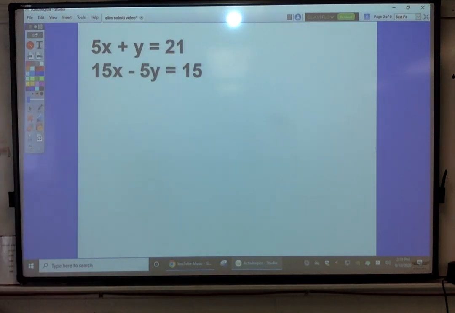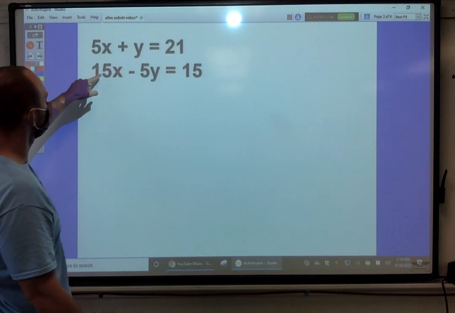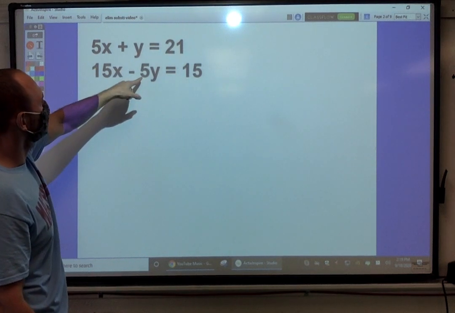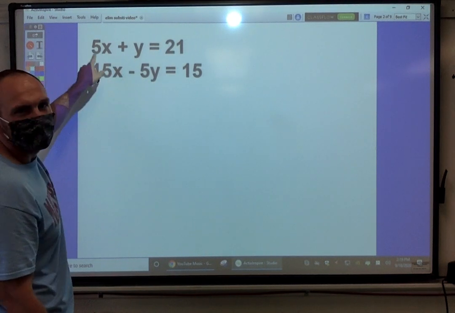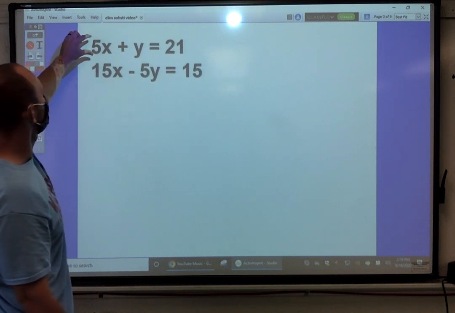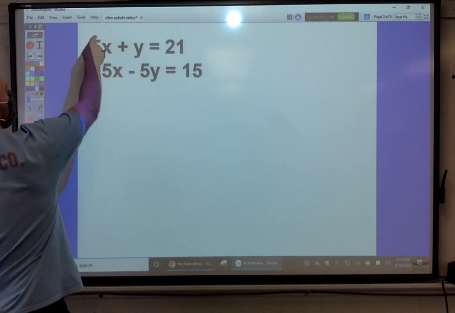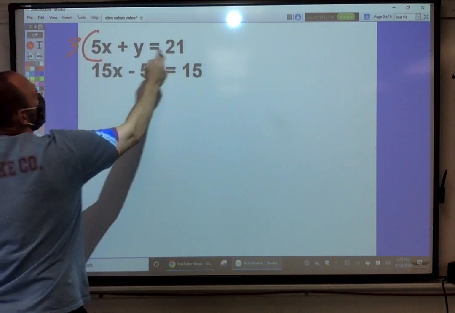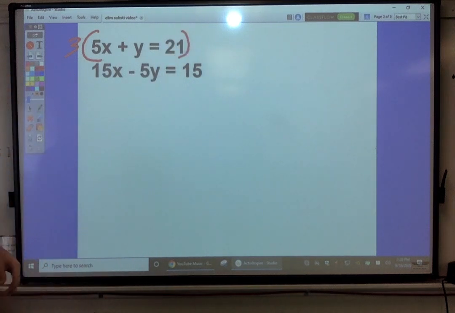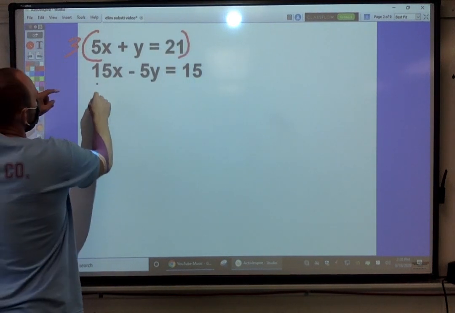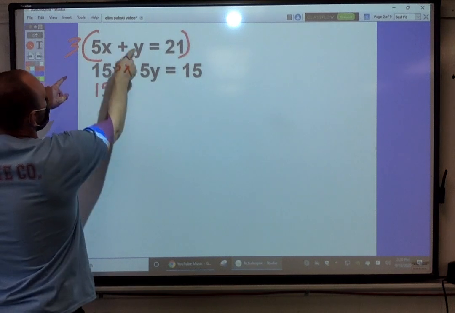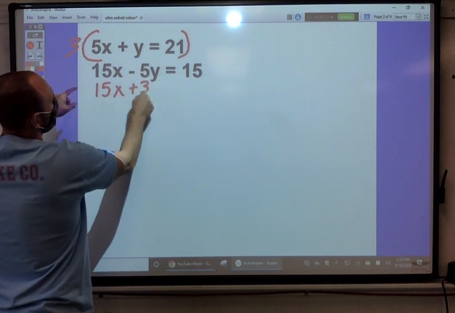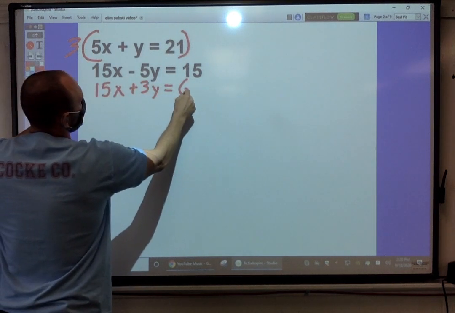So you're saying we got to get either x or y to be the same. Okay. So I see a 5 and a 15, a 1 and a 5. I like these positive numbers. I'm going to make this 5 into a 15. So I'm going to scale this whole top problem by 3. And that's going to become 15x, 3y equals 63.